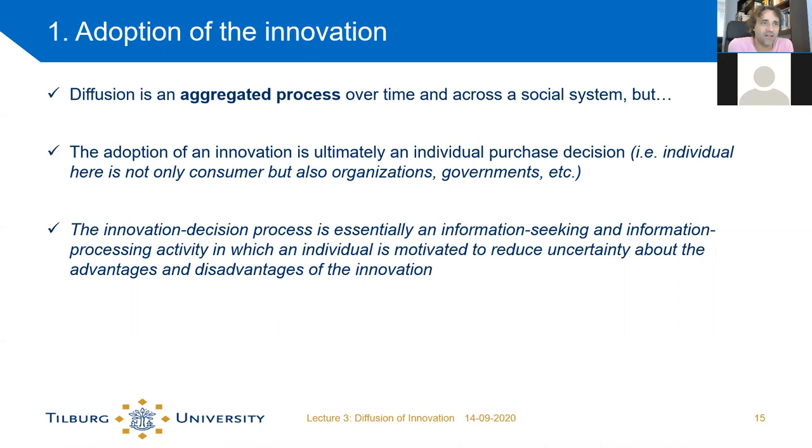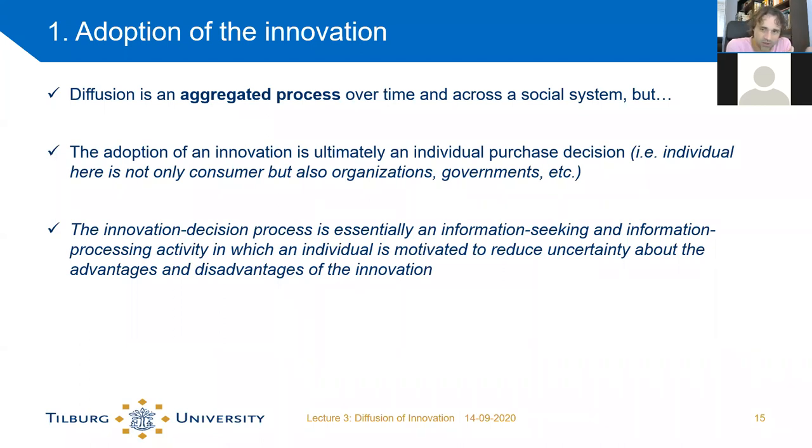So innovation is an aggregated process of adoption of the innovation across time and across a social system. But ultimately, adoption of an innovation is every individual making his or her own choice of adopting the innovation for him or herself. An individual here is not specifically an individual, but if you have an innovation for business to business, or if you work with governmental organizations, the individual can also be an organization or a government, etc. So what he defines as the adoption and diffusion process is an information seeking and information processing activity in which an individual is motivated to reduce uncertainty, etc.